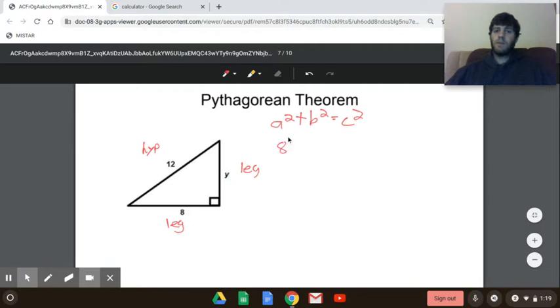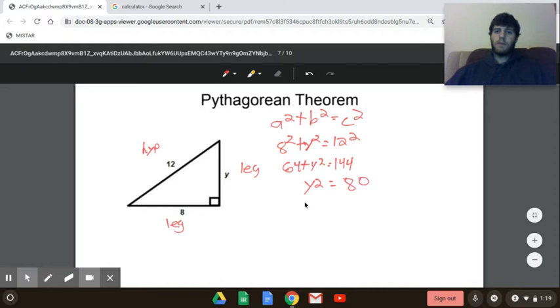So we have 8 squared plus y squared equals the hypotenuse squared, which is 12 squared. So 8 squared is 64 plus y squared, and then 12 squared is 144. If we subtract 64 from both sides, we're going to have 80.